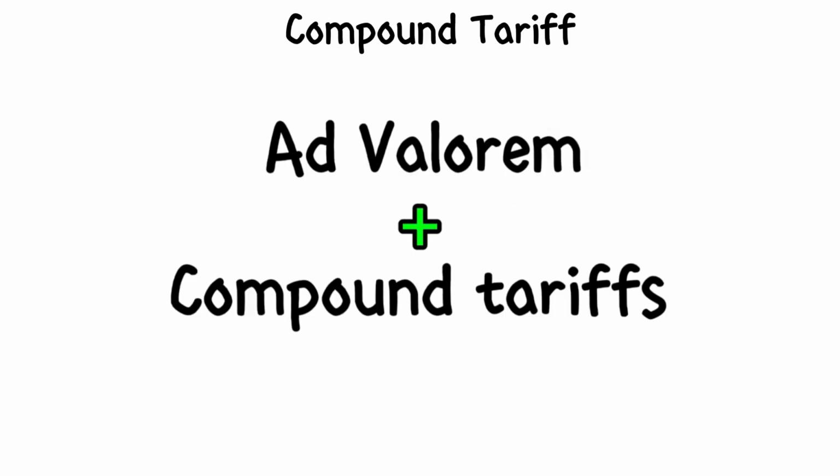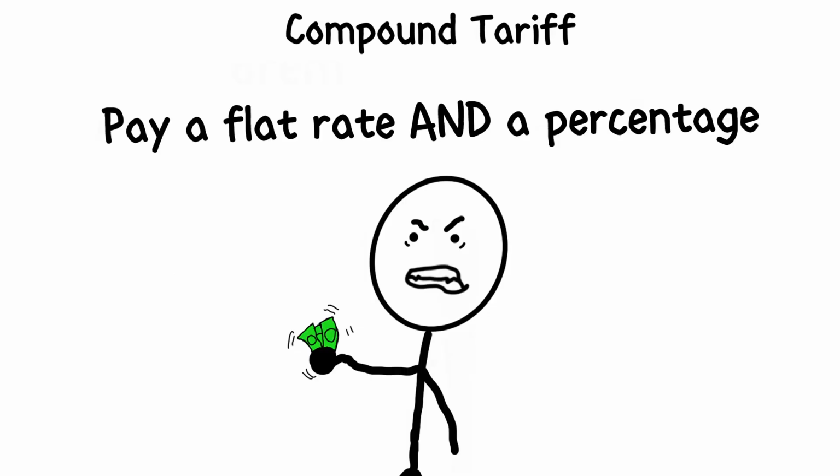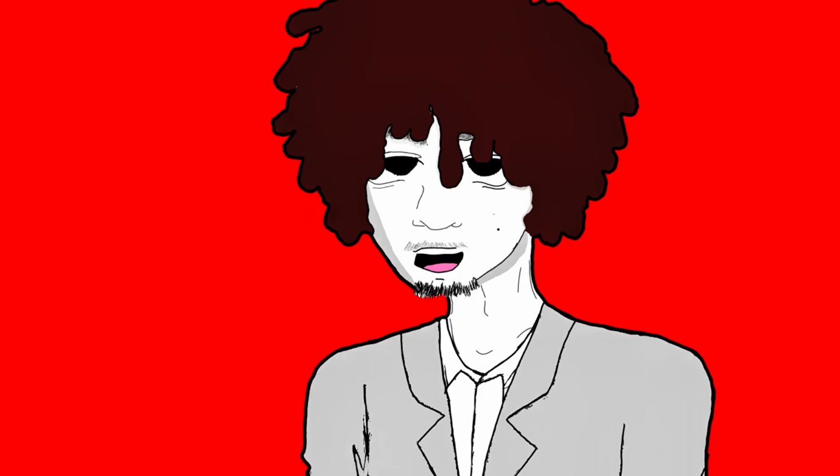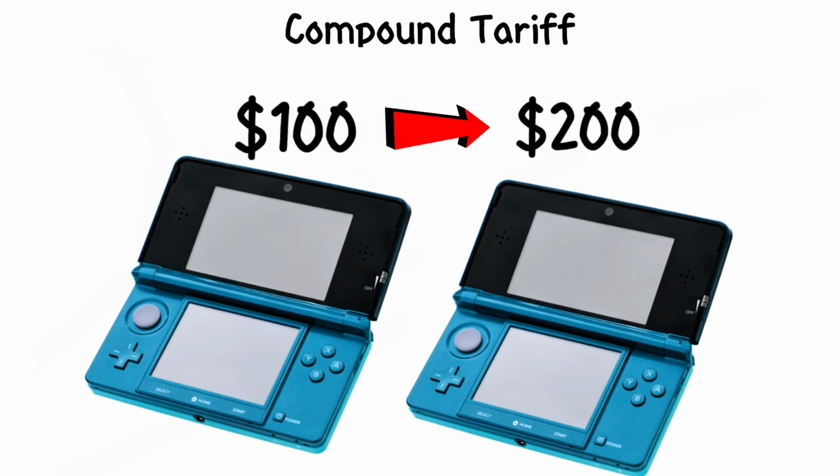Compound tariff. A compound tariff is a combination of both ad valorem and a specific tariff. Importers must pay both a percentage of the product's value and a fixed fee per unit. If a country has a compound structure where they charge 5% of the value of a product plus $3 per unit, importing a $100 item would result in a tariff of $8. 5% of 100 equals $5. Plus 3, that makes $8 total. This method provides flexibility, applying both a value-based charge and a unit-based charge. It helps ensure the tariff remains relevant even if the price of goods change.